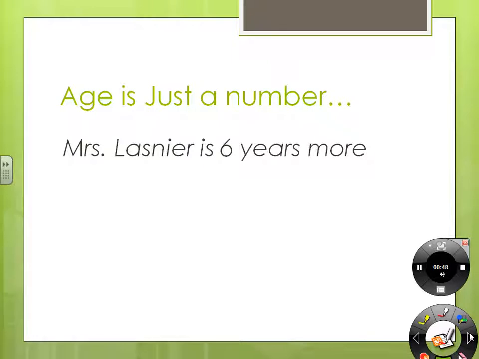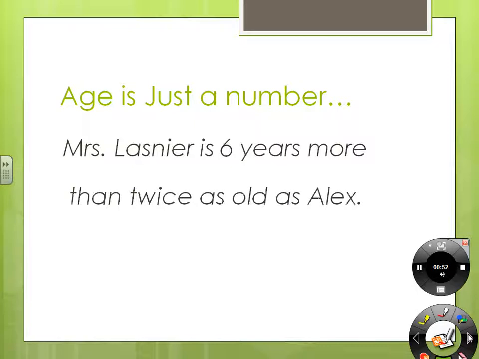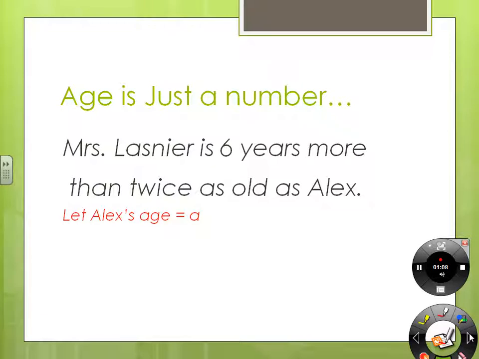And it says, Miss Lasner is 6 years more than twice as old as Alex. Now, this is a verbal expression, and what we want to do is change this into algebraic, so use variables and operations. So we're going to let Alex's age be A. Every time we want to talk about Alex's age, we're going to use the letter A.